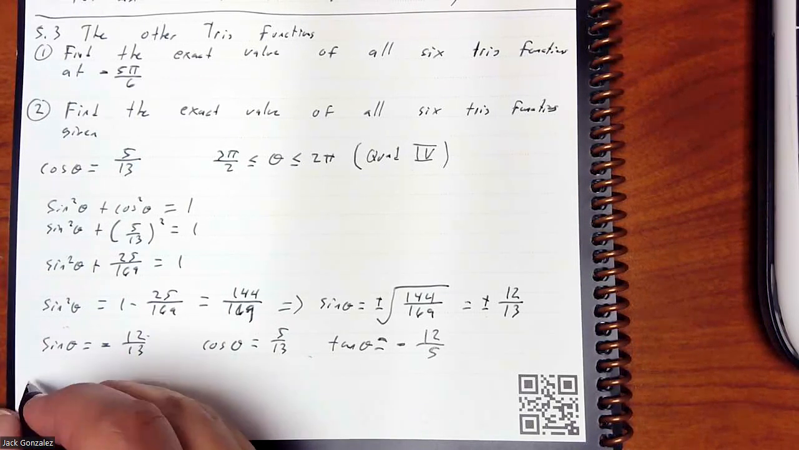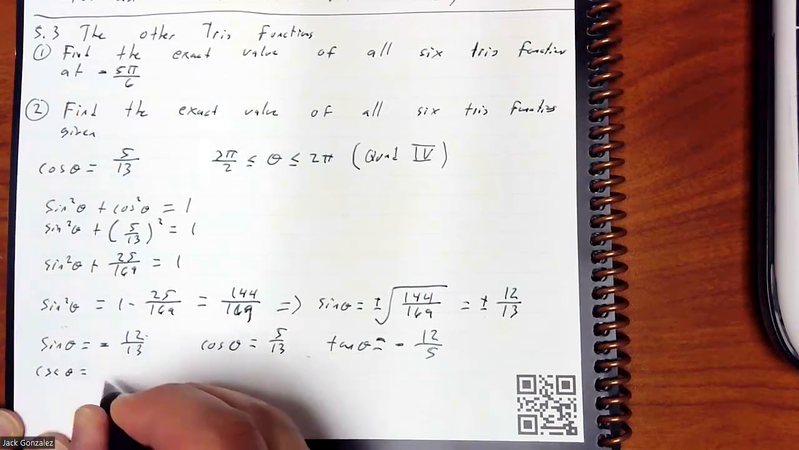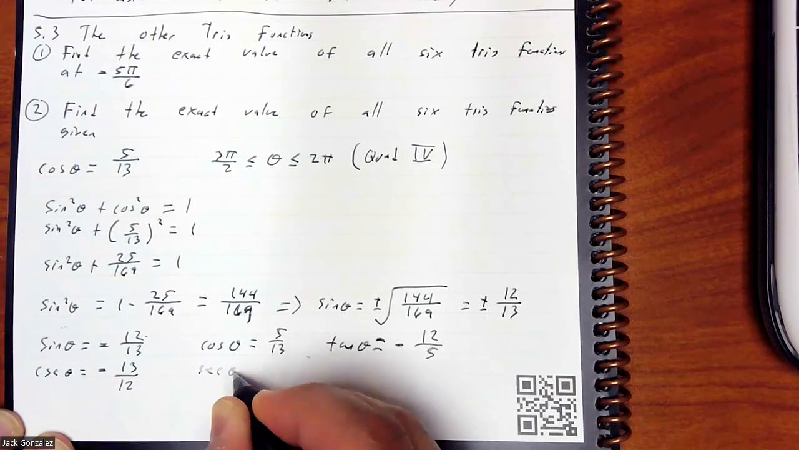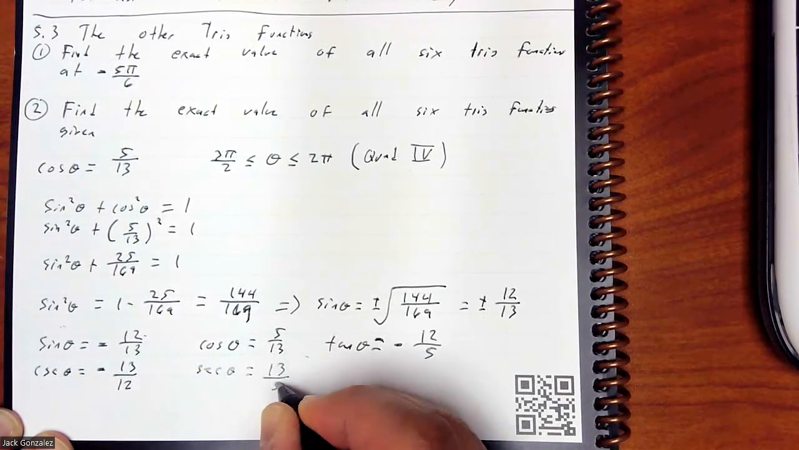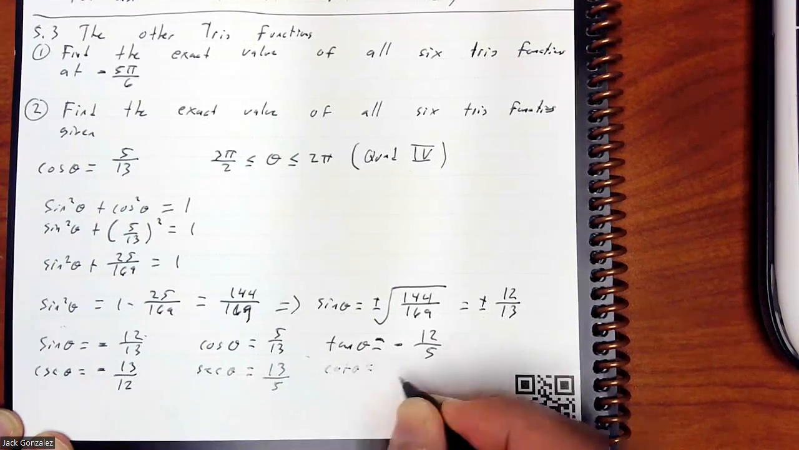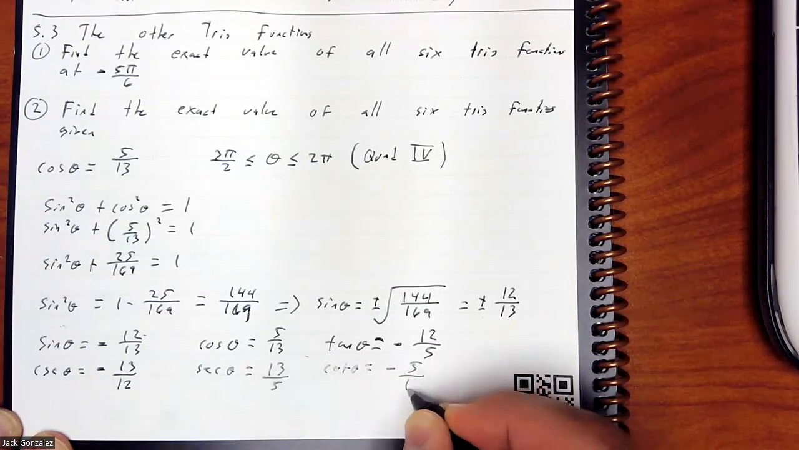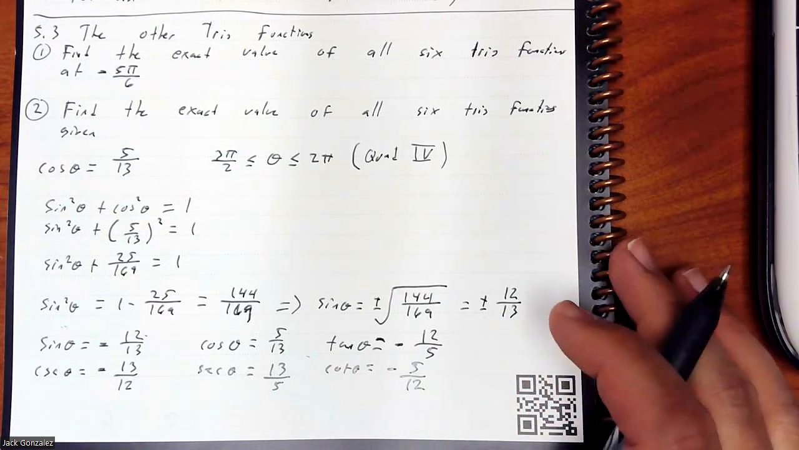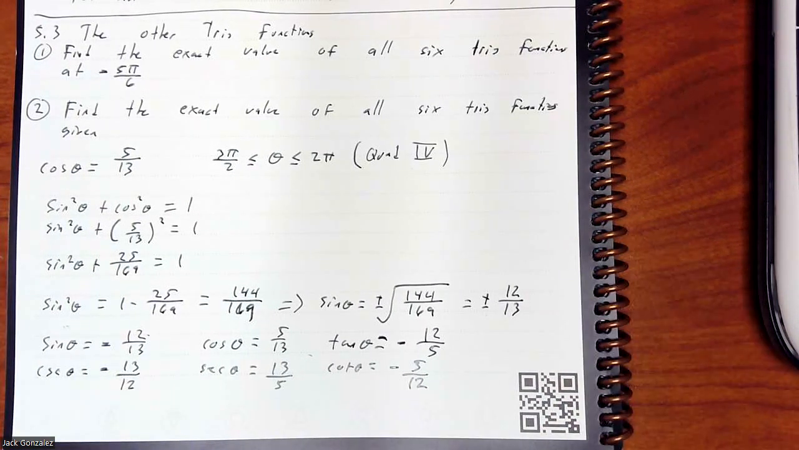So if we have those, cosecant would be just the reciprocal. Secant would be the reciprocal of this guy. Cotangent would be the reciprocal of this here. That's pretty much it for 5.3. So plenty of time, that's good.